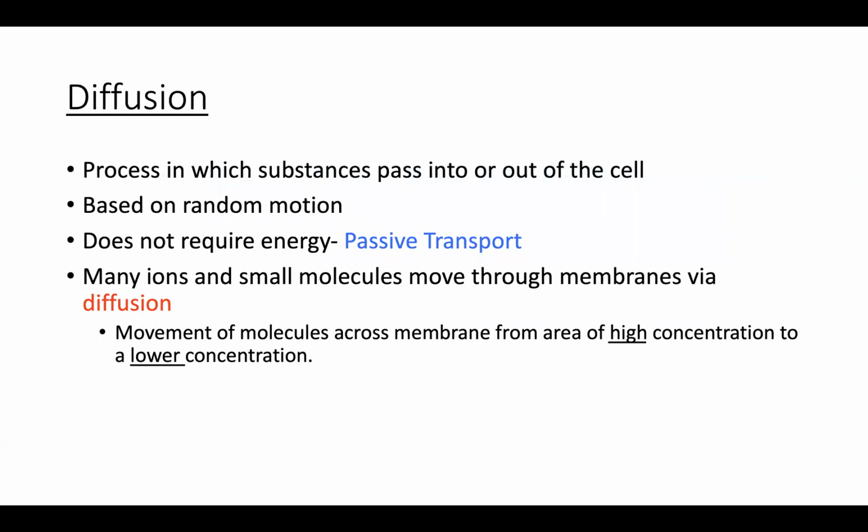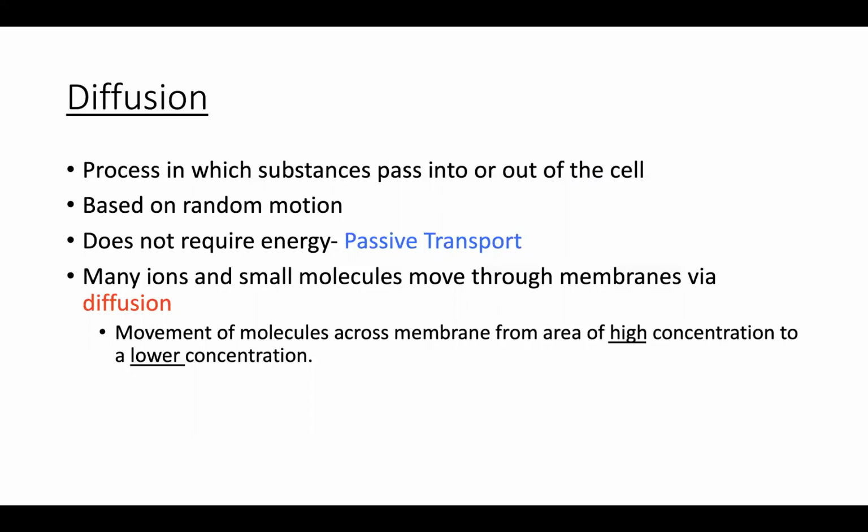So diffusion, I use that term diffusion. Let's make sure we're clear on what diffusion is. Diffusion is simply a process in which substances pass into or out of the cell. Okay, write this down. Diffusion is based on random motion. Okay, it does not require an input of energy. And so we'll define this as a form of passive transport. We will contrast that to active transport in just a moment.